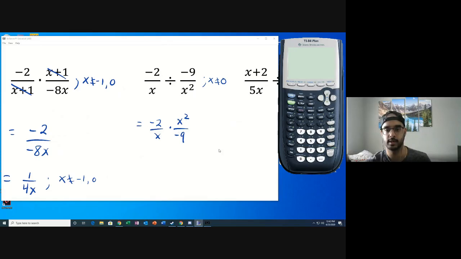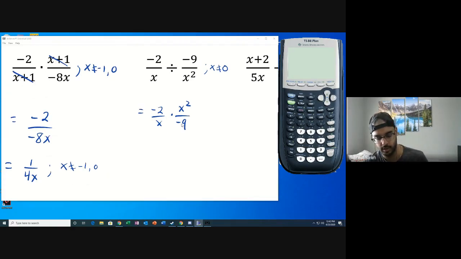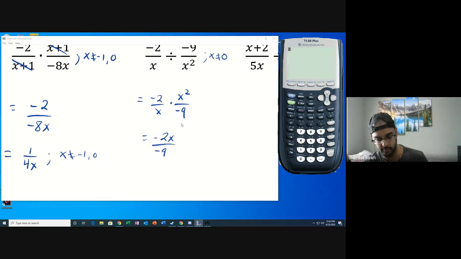Okay, so now I can multiply straight across like before, but let's cancel out one of those x's first since one's on the bottom, one's on top. So we're going to end up with -2x over -9. Simplify your signs. That'll give you 2x over 9. Can't really reduce that anymore. And again, your non-permissible value, x can't be 0.